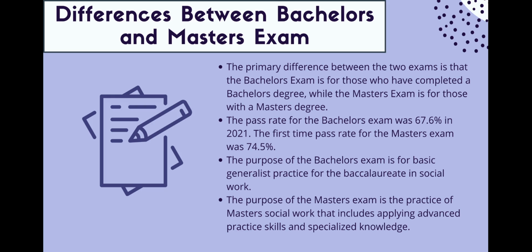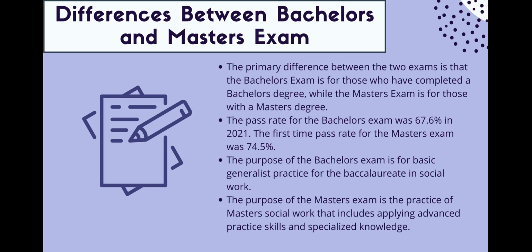There's also a bit of variation in terms of the pass rate on these exams. So as of 2021, the pass rate for the bachelor's ASWB exam was just about 68%, where the pass rate for the master's exam was a bit higher at almost 75%.